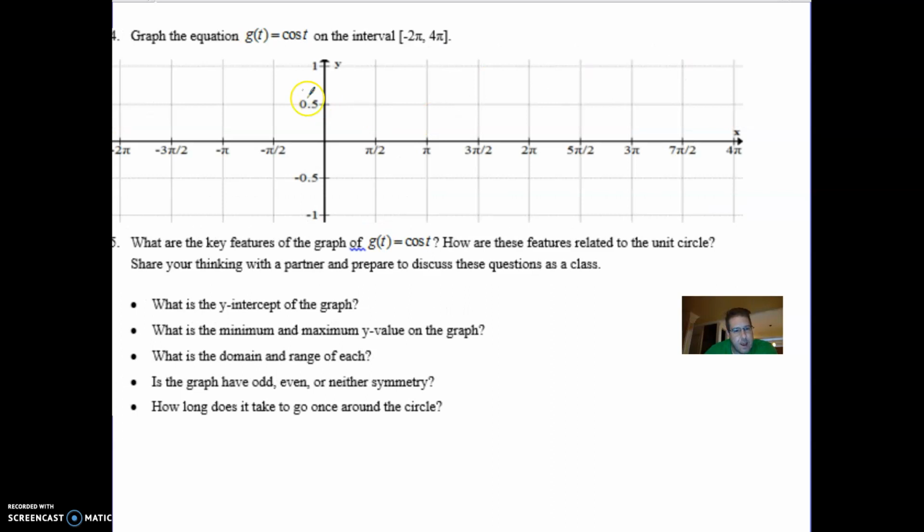For cosine, it's going to be very similar, only cosine is going to start at the maximum in this case. Or it could start at the minimum, and then it basically does the exact same wave. So down, down, back up, like such.